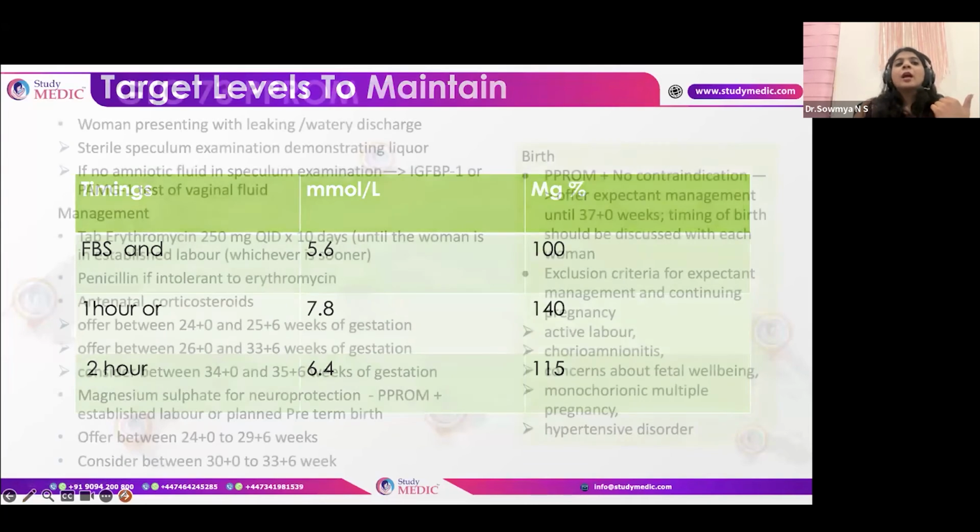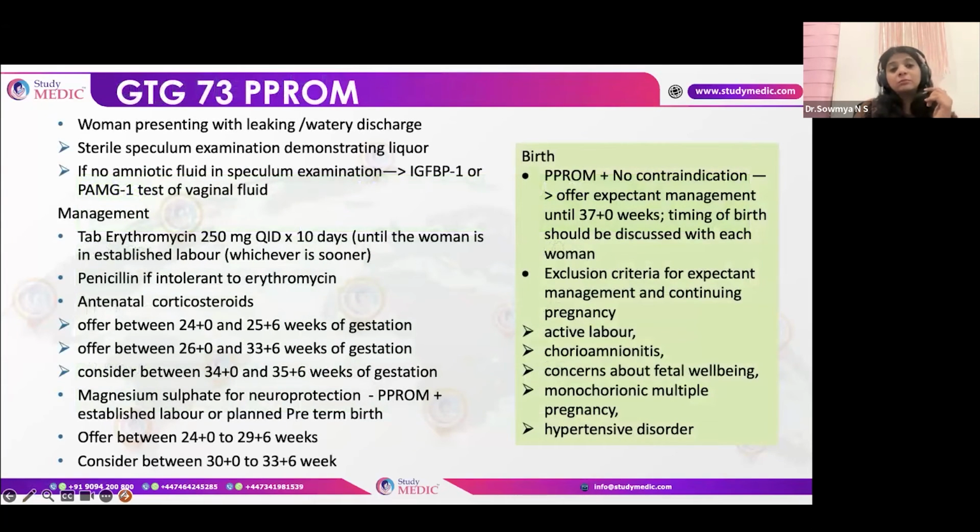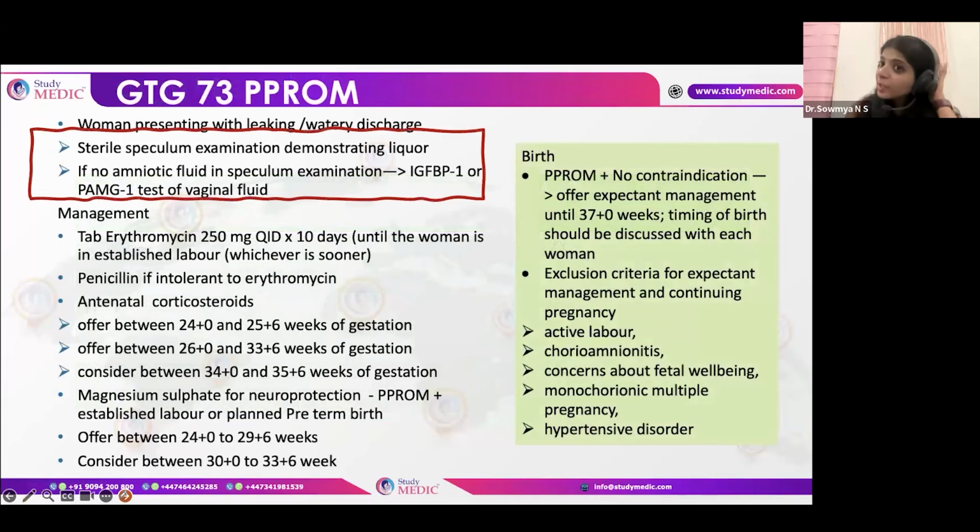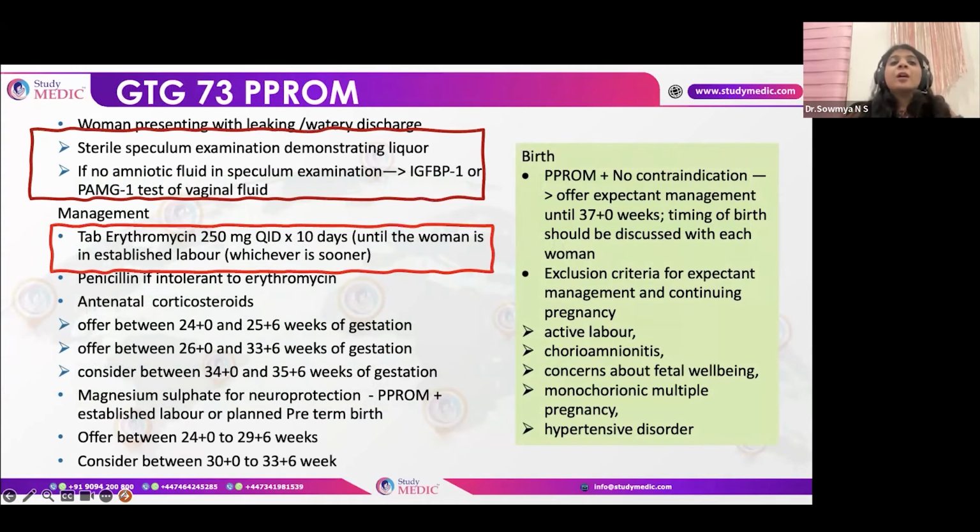Okay. And PPROM, the most important thing is that sterile speculum examination is the diagnostic one. If you don't see the liquor, you can go for tests like IGFBP or the amnisure in the vaginal fluid. And you start with erythromycin, okay? And make sure, if at all she's allergic, you can go for penicillin. Steroids, you will be giving between them.